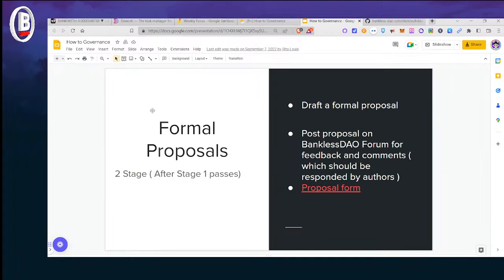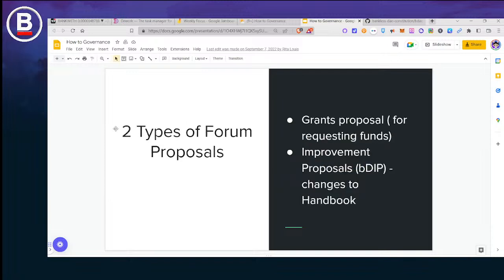Formal proposals go through two stages on the DAO-wide level. First is usually a draft of your proposal, and then based on the feedback, the proposal gets posted on the BanklessDAO forum. Again, there's usually a chance for additional comments, and then that proposal may be good as is, especially if it's for a project or organizational unit, or it may require a more formal process to change the actual DAO governance. We call those BanklessDAO improvement proposals, or BDIPs for short. So essentially there are grant proposals, which are requesting funds, and then improvement proposals, which are actual changes to the handbook and or constitution.